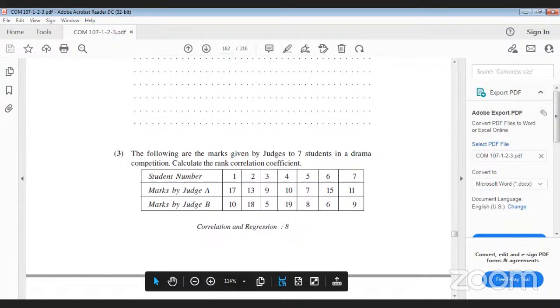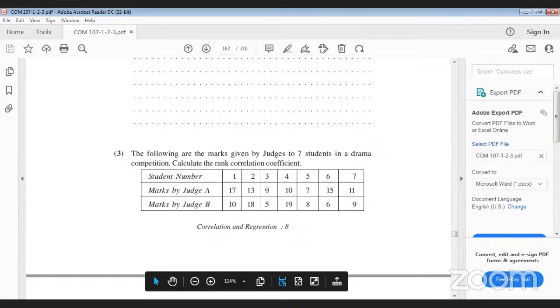Then 3 minus 2, it is 1. Then 6 minus 7, it is minus 1, because we cannot subtract 7 minus 6 here. Then 5 minus 1, it is 4. Then 7 minus 5, it is 2. Then 2 minus 6, it is minus 4. And 4 minus 4 is always 0 here.